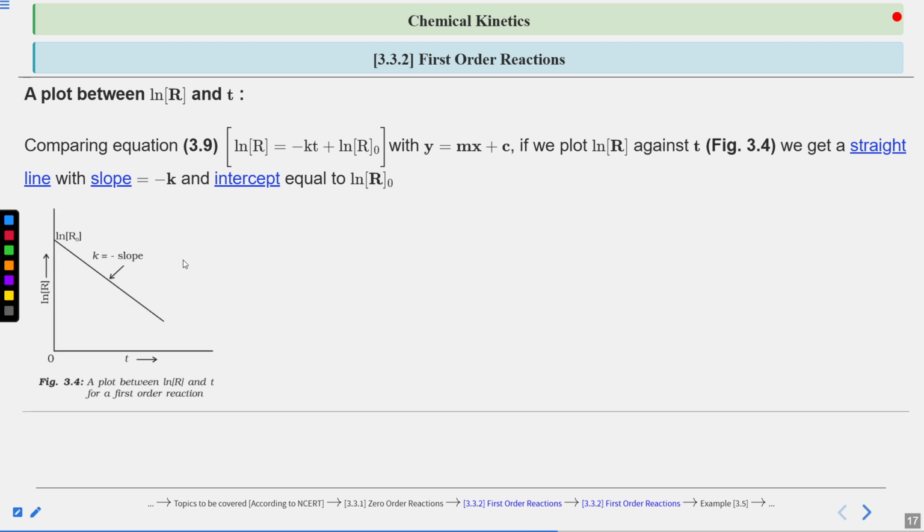So this will be the plot where you can see that we are plotting the ln of r versus time graph, where we are getting the straight line, which is a decreasing straight line. So that's why the slope is negative, minus k. And at t equals to 0, the ln of r has the highest value, ln of r0, at the initial time. So this is showing a plot between ln r and t for a first order reaction, and this is marked as figure 3.4.